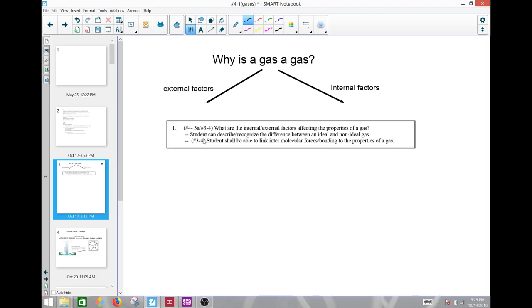Students can describe and recognize the difference between ideal and non-ideal gas. That's probably the only thing that's, well, there'll be some properties only, but this right here is probably one of our newest things that we want to make sure we add on here. 3-4 is inter and intramolecular forces, and we'll talk a little more about that.